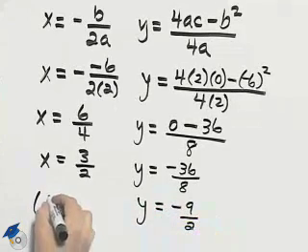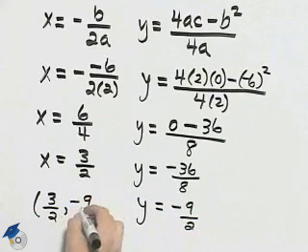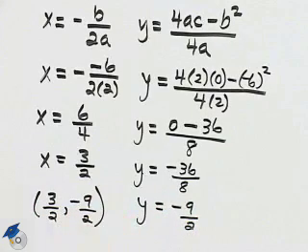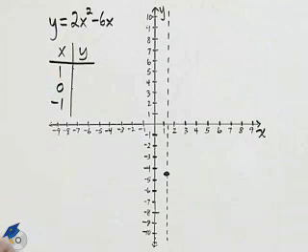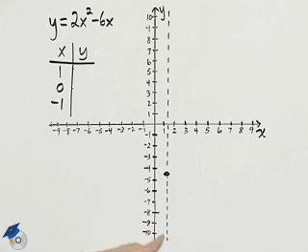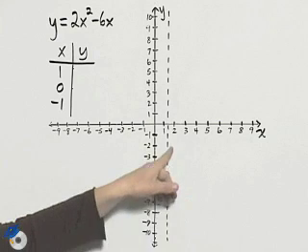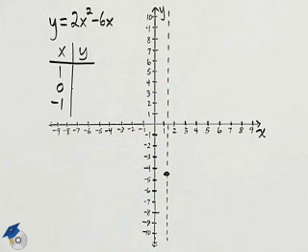So the vertex for this particular graph will be 3/2, -9/2. Now that we've found the vertex of this parabola, I can graph the vertex at 3/2, -9/2. I can also draw in the axis of symmetry, which is at x equals 3/2. I can use that when I create my graph in a moment.